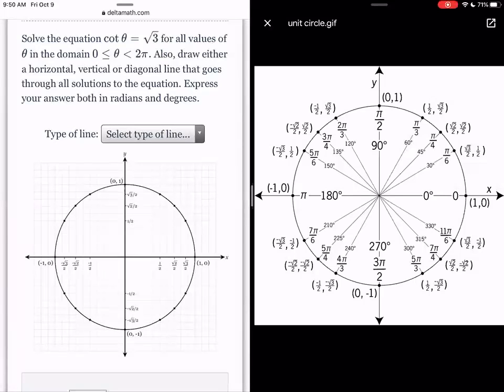Also, draw either a horizontal, vertical, or diagonal line that goes through all solutions to the equation. Express your answer both in radians and degrees. Okay, so I kind of hoped that they would give me a sine or cosine first, but they gave me a cotangent. That's okay. Let me screenshot this so I can write.